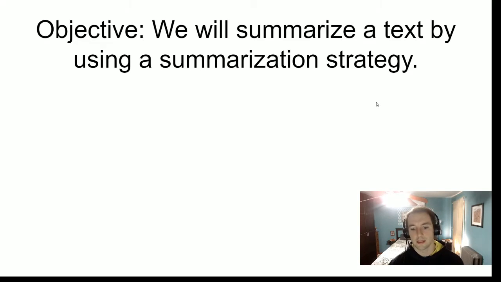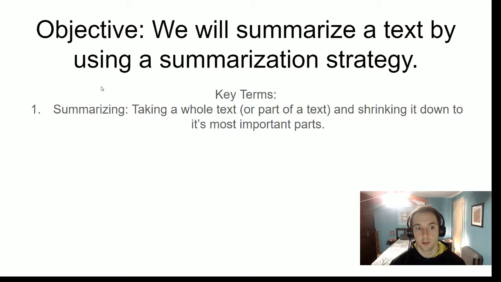And so there's a couple key terms that I'm going to be using throughout the entirety of the video, most of which we probably already know, but it's always good to get a reminder. So the first term is just the word summarizing in general. Again, in class with me, you've heard it 1,000 times. Summarizing is taking a whole text or part of a text and shrinking it down to the most important parts. Sometimes we summarize whole books. Sometimes we summarize chapters of books. Sometimes we summarize paragraphs. But it's taking the whole part of something and then shrinking it down to its most important parts.